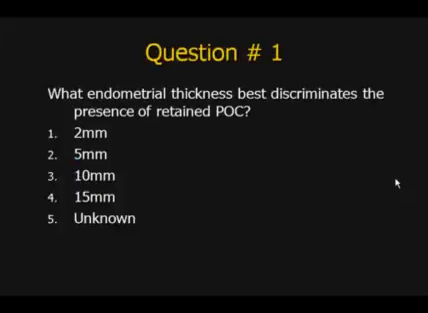So question, what endometrial thickness best discriminates the presence of retained products of conception? Is it 2, 5, 10, 15 millimeters, or we don't know?